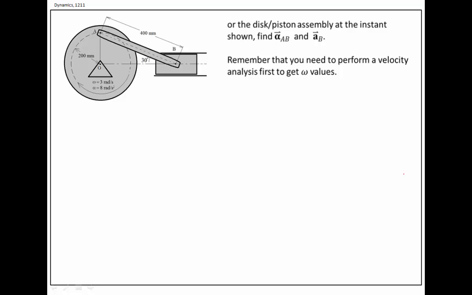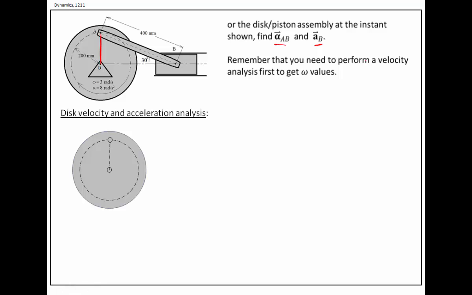All right, so here we have a piston and rod connected to this disc. You could think of this as very similar to an engine, where this would be the crankshaft right here. So what we're trying to find is the angular acceleration and the acceleration of B. So remember that we have to perform a velocity analysis every time we do an acceleration analysis.